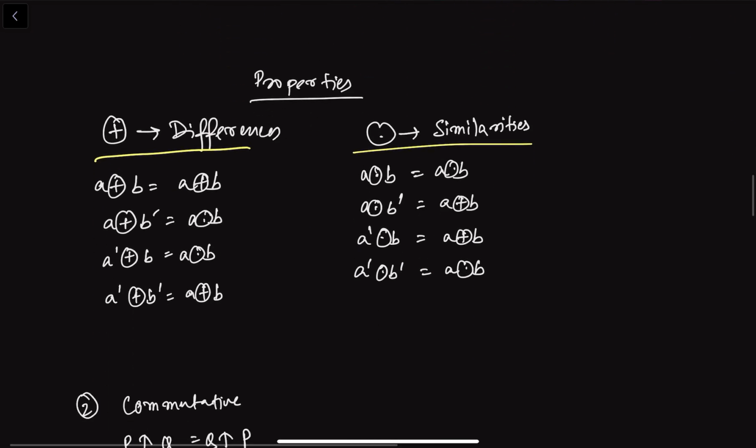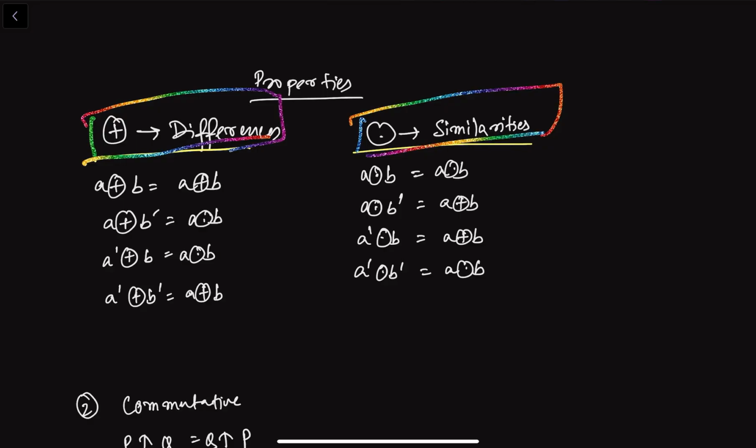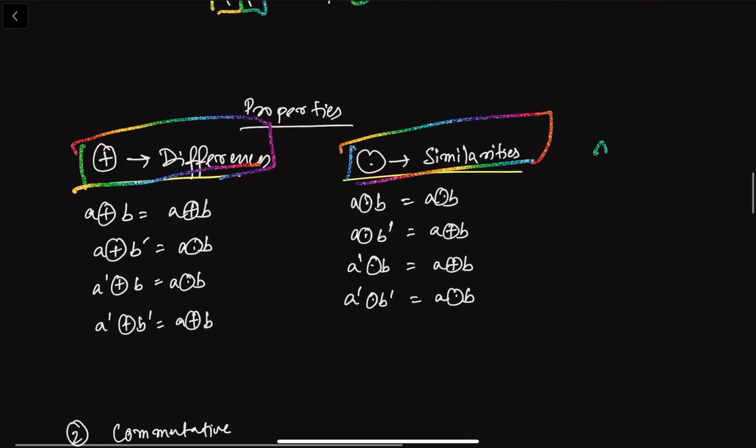Now let's see the properties. One observation you can see is that the XOR gate gives us differences and the XNOR gate gives us similarity. In the truth table, let's write A, B: 0 0, 0 1, 1 0, 1 1. So in an XOR gate, this will be true.